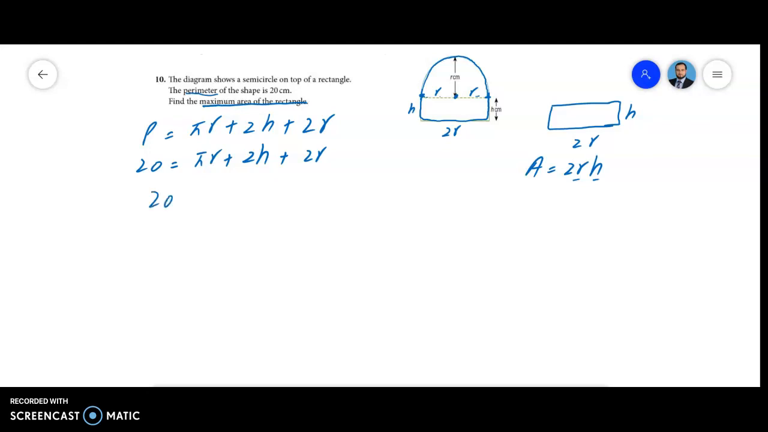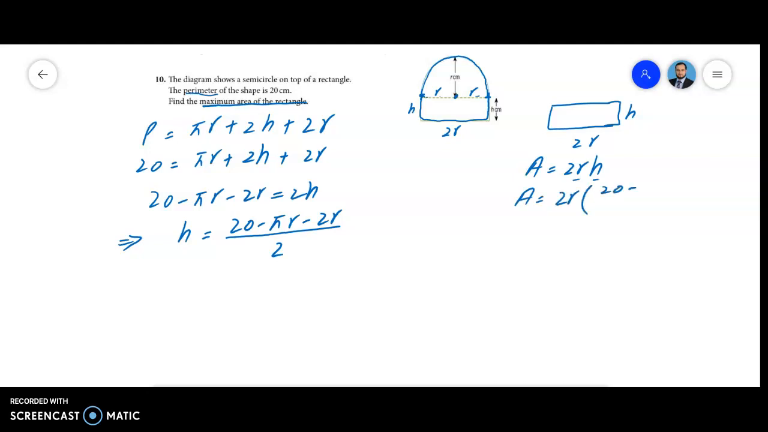So from here, we can move these two to the other side, so we get h, which will give us h is equal to (20 minus pi r minus 2r) divided by 2. Now from here we can replace h over here into this equation. We can see this 2 and 2 will cancel out. Then we will get the area equation, which is 20r minus pi r square minus 2 times r square.